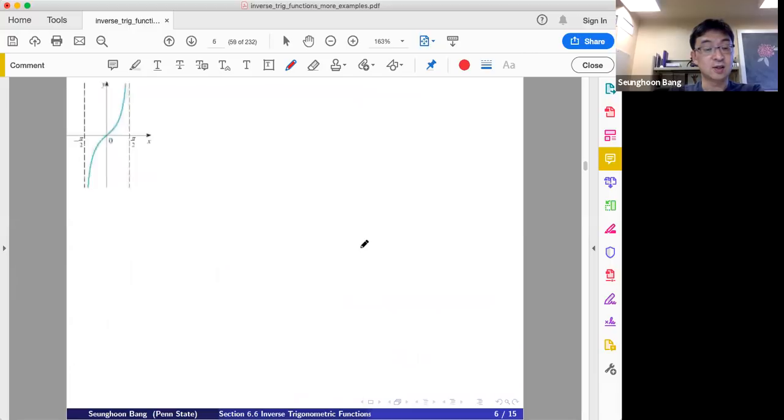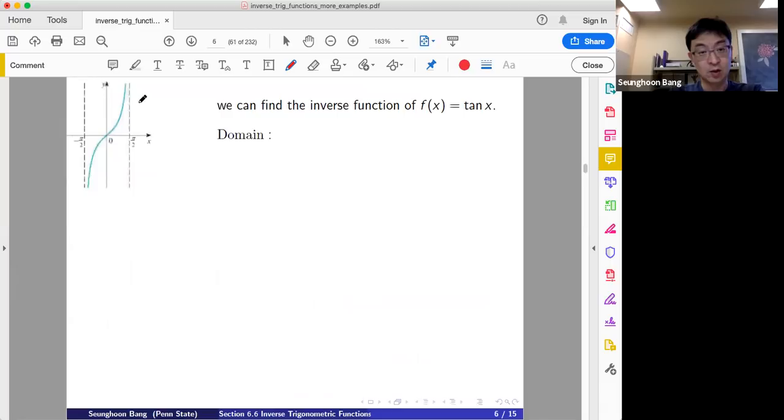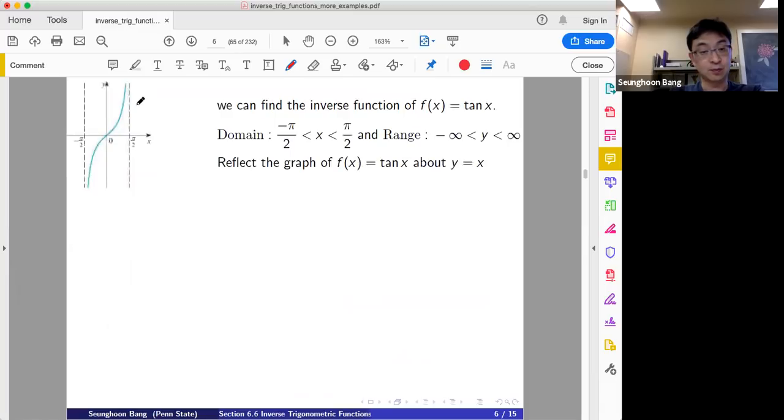One more: this is the tangent function. How can you find the inverse function? Same. Restrict the domain to between negative pi over 2 and pi over 2, because then we can make a one-to-one function. The domain is minus pi over 2 to pi over 2, and the range is minus infinity to infinity. How can you find the graph? Same. You have to draw the dotted line y equals x here.